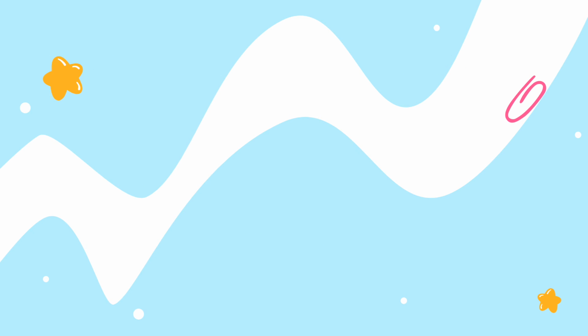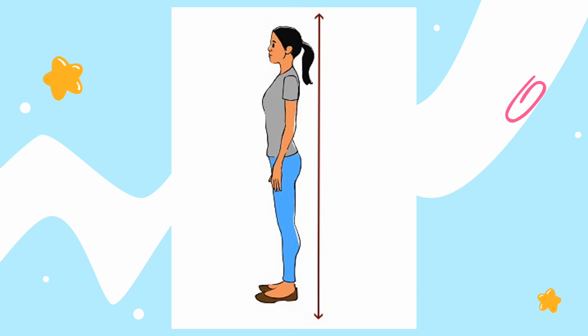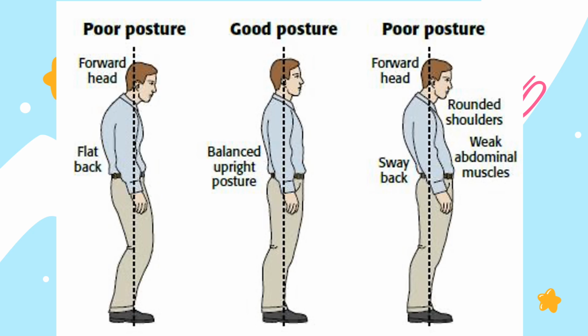Great! Now this is an example of a girl that shows a good body posture when standing. See? Can you also do this? Very good. Now here's another picture that shows poor posture and good posture. Do you see the difference? Okay.